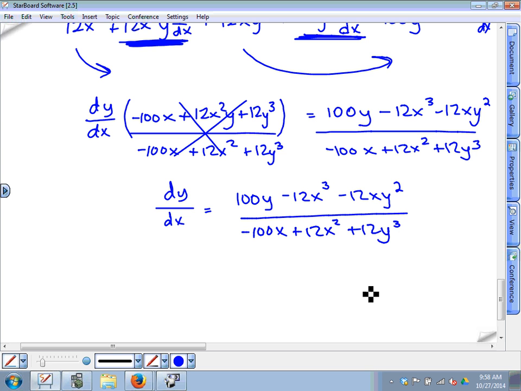Give us points and let's plug it in. Now find the slope at the point 3, 1.